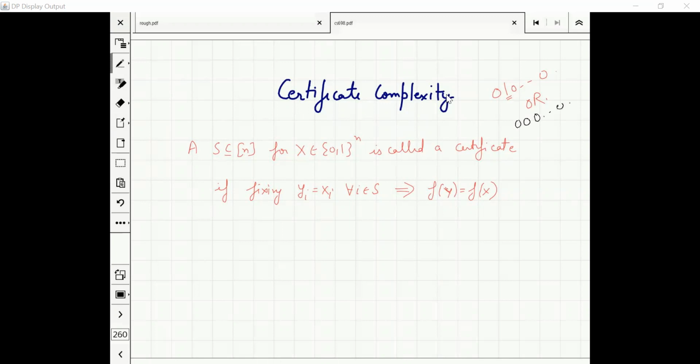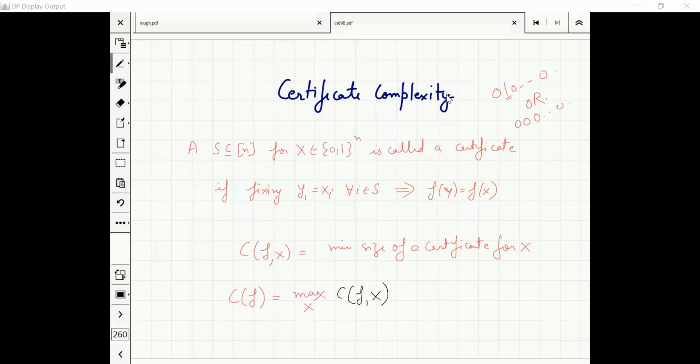What is the certificate for all zeros for OR? What is the smallest possible certificate? The entire set. N. Right. So the certificate complexity of F is the minimum size of a certificate for x. You are looking for the minimum possible certificate size, certificate for x of F. Is the concept of certificate clear? If you fix those input bits according to x, then you know the function. That's called a certificate. And the certificate complexity of F is again max over x, C of F comma x.